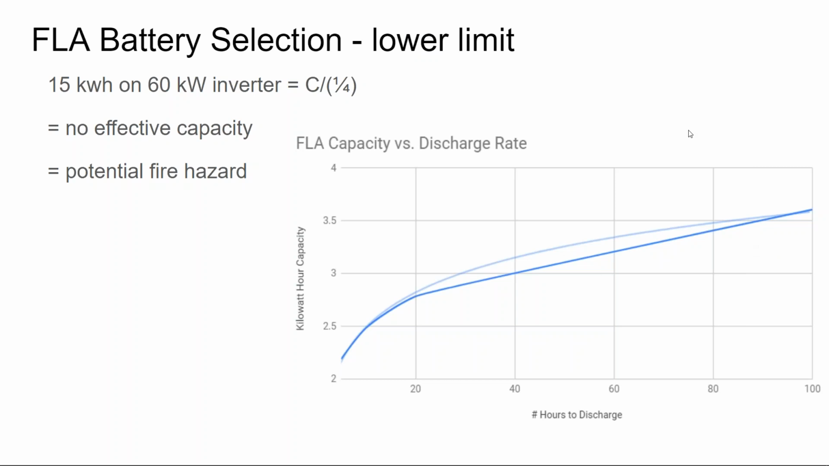There is a minimum size of a battery that you can have on your inverter. Generally that's found in your inverter manual. But typically, if you try to discharge your battery over a 15-minute window and it's lead acid, you're going to get no effective capacity out of it.